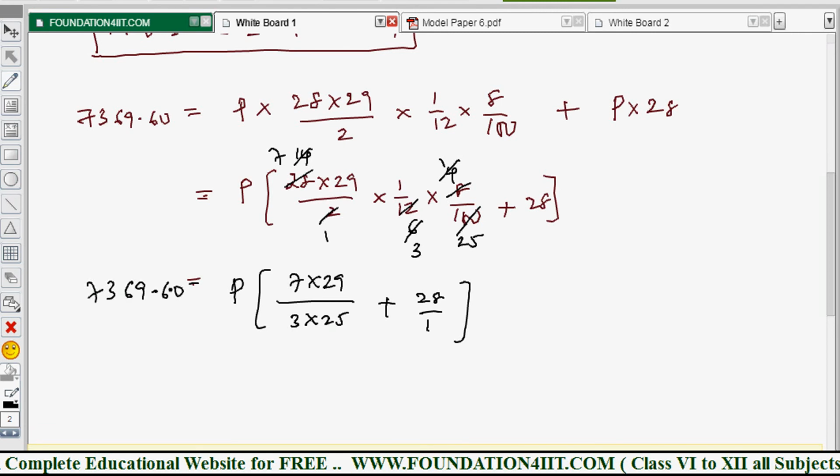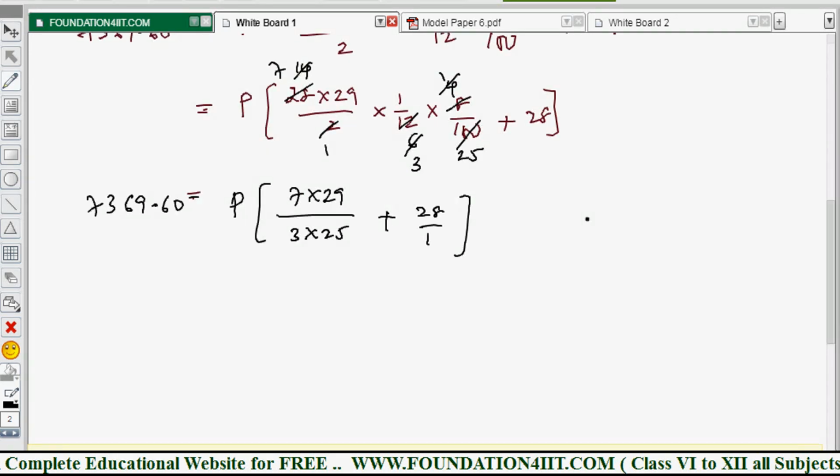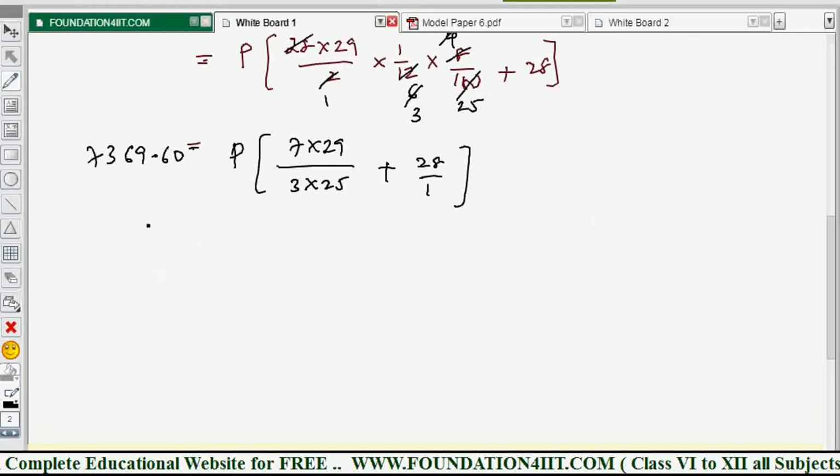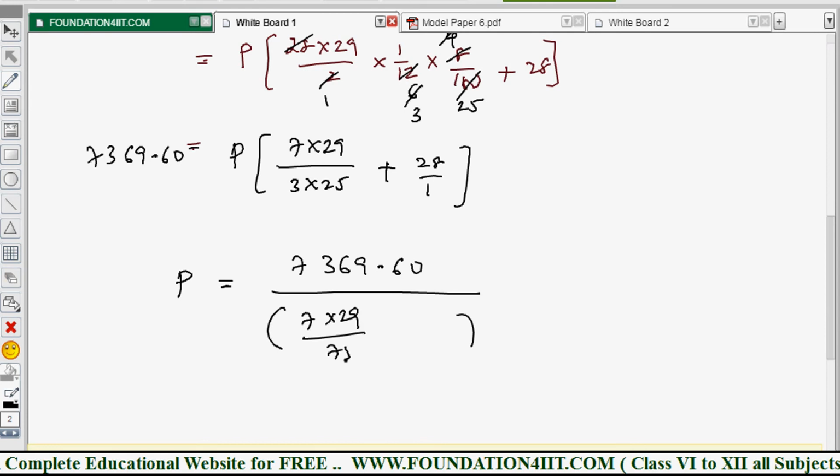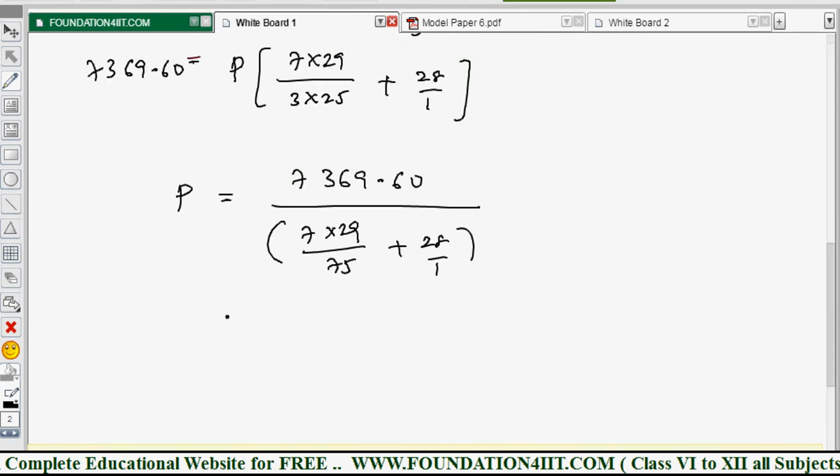That is 7369.60. Just take LCM in this side and you can simplify. So finally, if you want more simplification, p is equals to 7369.60 divided by this total value by taking LCM. That is 7 into 29 by 75, plus 28 by 1. Just do simplification and finally calculate value. You get approximately the value of the p is 240.